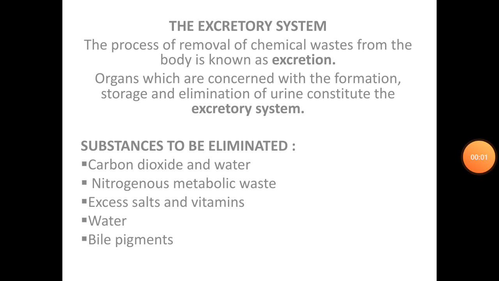Hello students, today we will start chapter number 9, the excretory system. Now the first question arises: what is excretion? Excretion is the process of removal of unwanted substances from our body, and that unwanted substance includes nitrogenous substances mainly. So the definition of excretion is: the process of removal of chemical waste from the body is known as excretion.